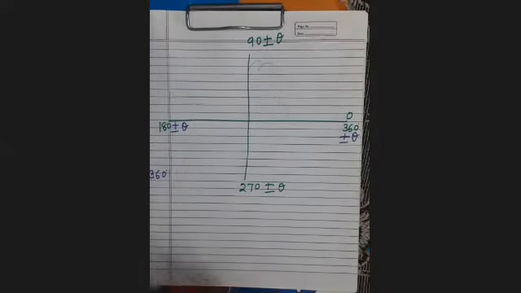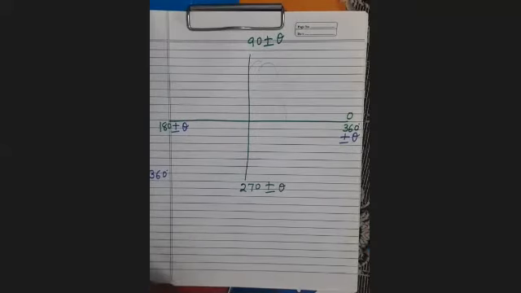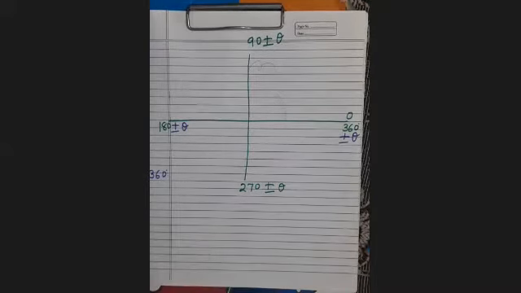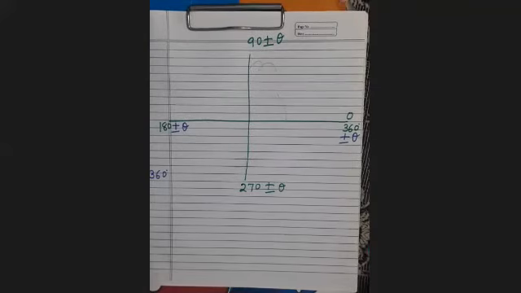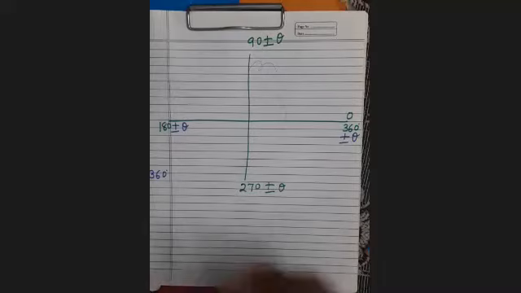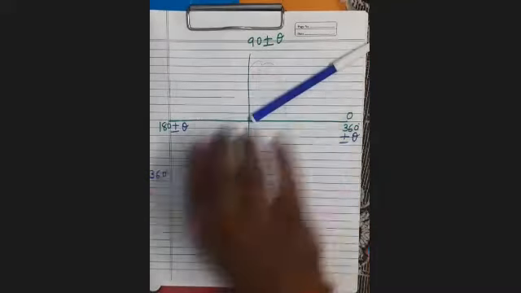Now you tell me, 180 plus theta, it will be in which quadrant? The third quadrant. And 180 minus theta, second. It will be in second. 360 plus theta. First quadrant. 360 plus theta will be in the first quadrant.